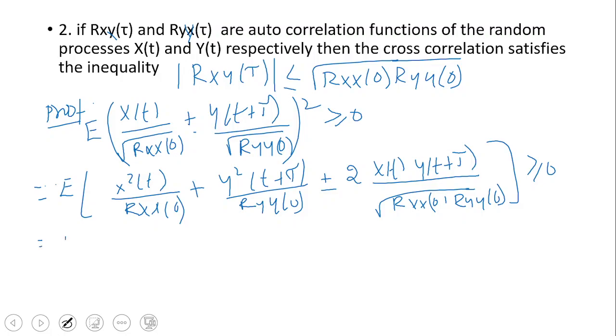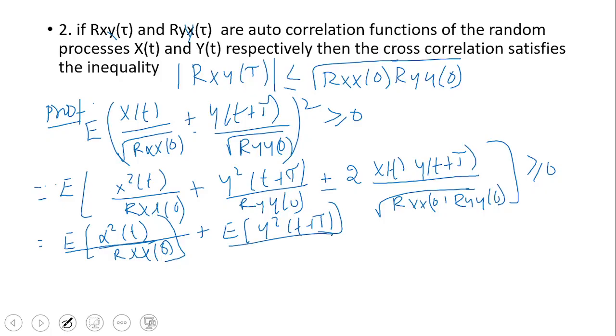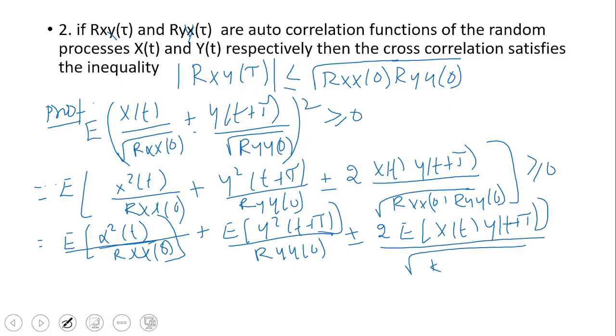Now what will happen? Apply the expectations correctly, using the properties of the expectation. If r x x of 0 is constant, you can take it outside. So we get E of x square of t divided by r x x of 0, plus E of y square of t plus tau divided by r y y of 0, plus or minus 2, applying expectation for x of t y of t plus tau, divided by square root of r x x of 0 r y y of 0, is greater than or equal to 0.